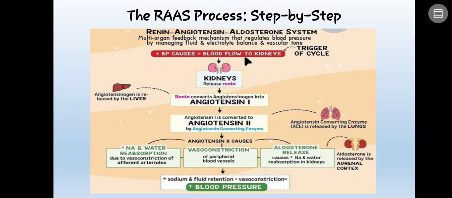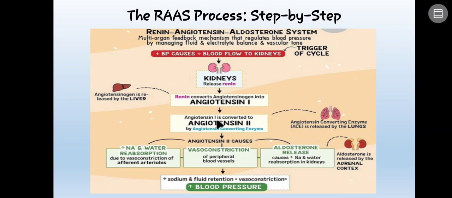The last thing that will cause the juxtaglomerular cells to release renin is the sympathetic nervous system. Once your blood pressure is very low, the sympathetic nervous system will be activated. Once it is activated, it directly stimulates the juxtaglomerular cells to produce renin. So these are the three mechanisms that will cause the renin release.